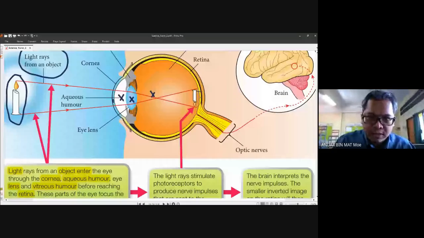Okay, this is the retina. You still remember the retina? The retina is the inner layer of the eye. There are three layers, right? Retina, sclera, and choroid. But the retina is the inner layer, the very sensitive layer, sensitive to light. Okay, it will go to this how many?